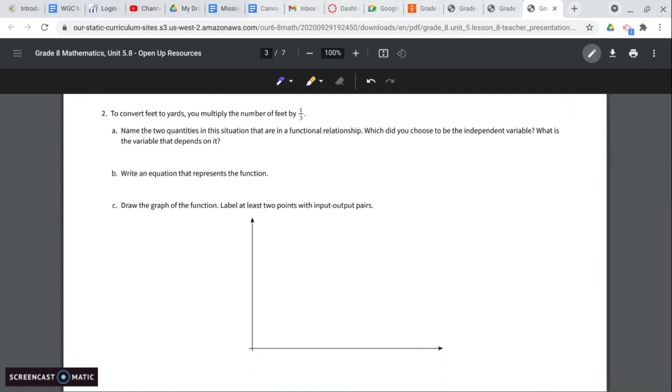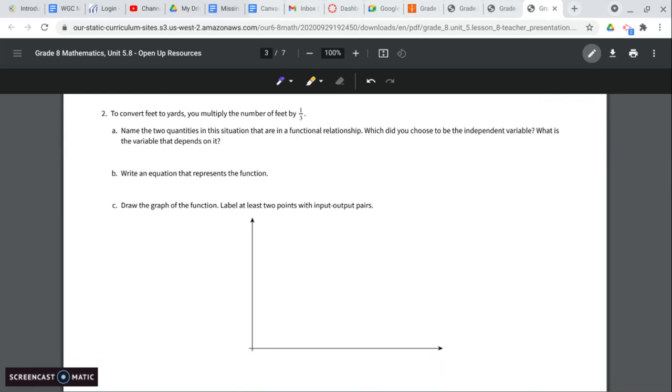All right, convert feet to yards. To convert feet to yards, you multiply the number of feet by 1/3. Name two quantities in this situation that are in a functional relationship. Which did you choose to be independent variable? What is the variable that depends on it? So the value of a measurement in yards is a functional relationship with the value of that same measurement in feet. We can choose to think of y as a function of f or vice versa. So it works both ways for this. So either can be independent or dependent. It just depends on how you choose.